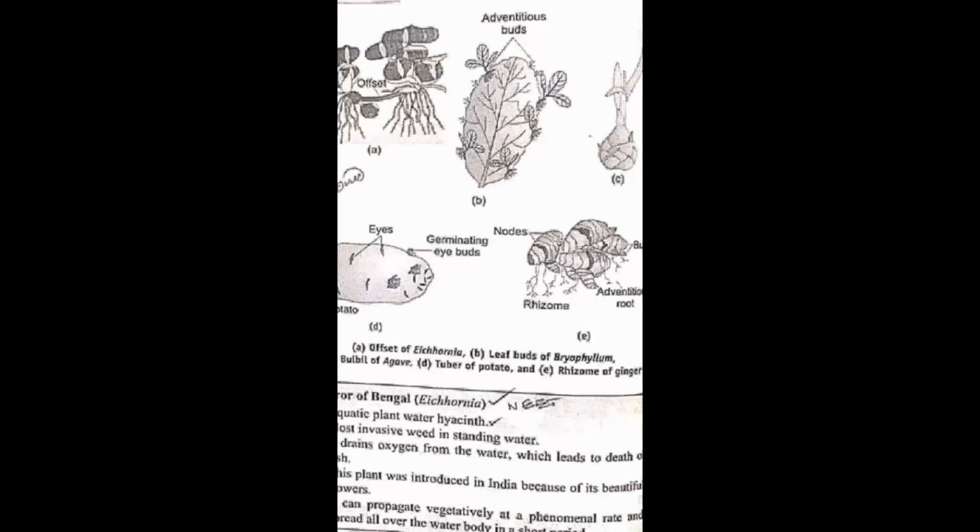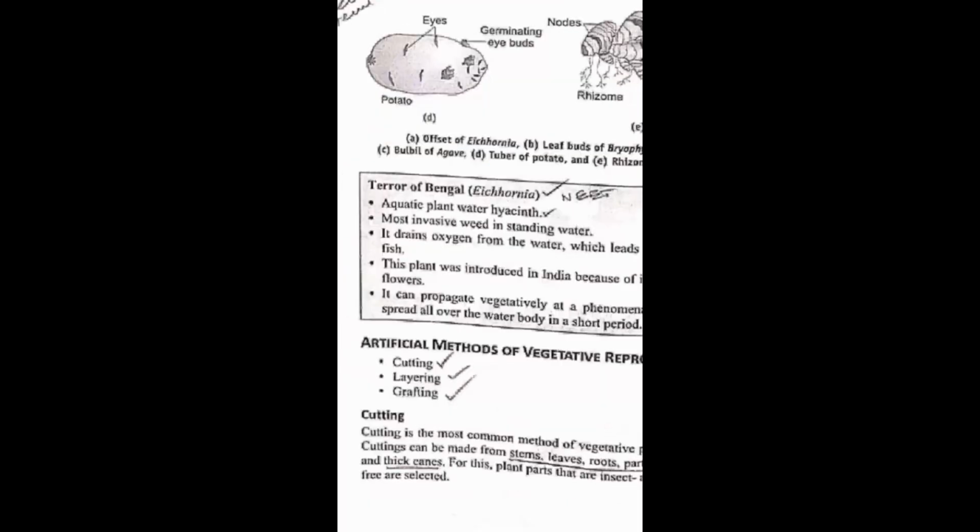Sometimes they ask questions about it. Okay, scaly leaves, and also at the tip of the rhizome there are so many small bud-like structures. Those buds also grow into an entire plant. Okay, go to the next one.